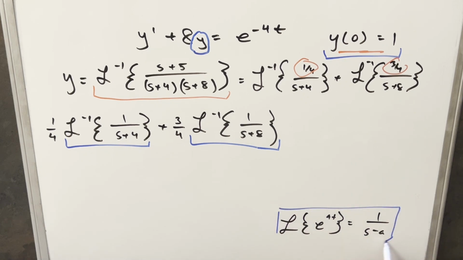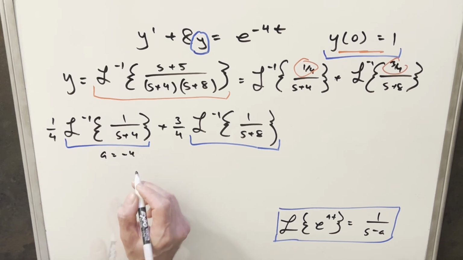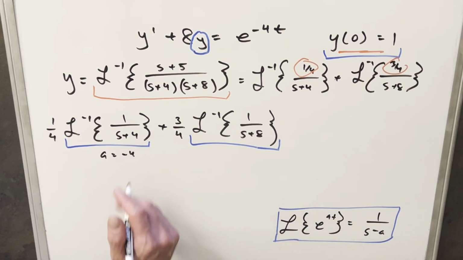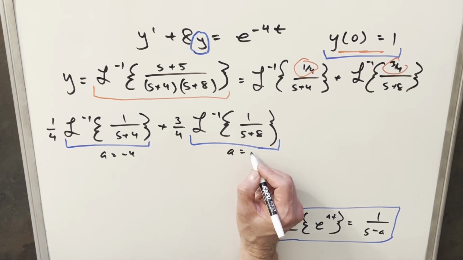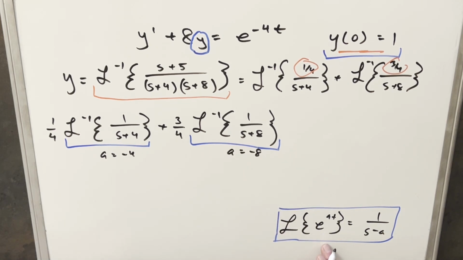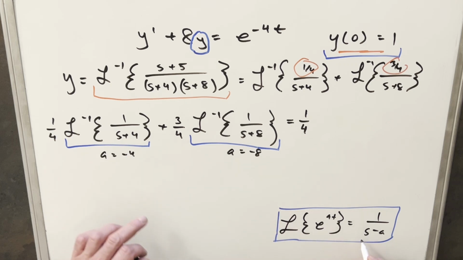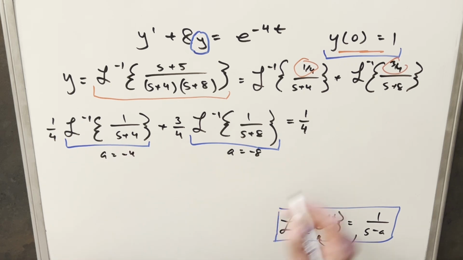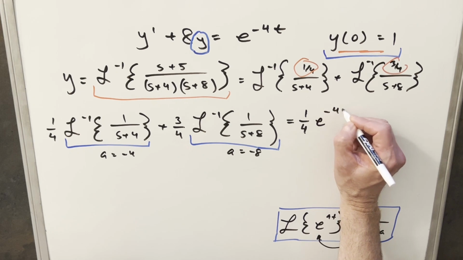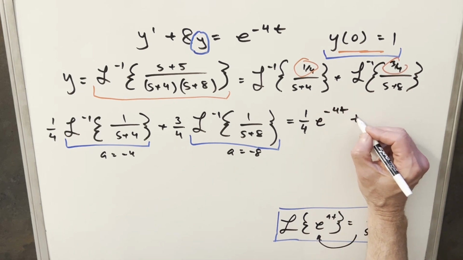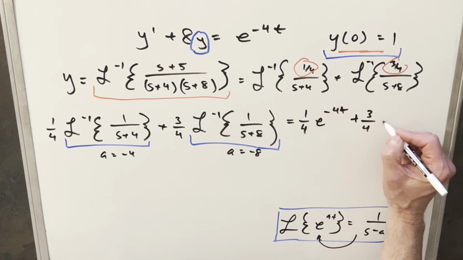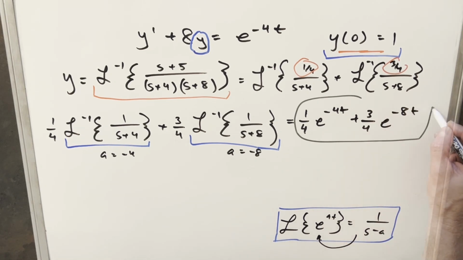We're going to just use this formula down here to the right that we actually used earlier. And so in this first case, our a value is going to be minus 4 here, because if you plug a minus 4 in there, you get the s plus 4, and this one's going to be, our a value is going to be equal to minus 8. So using this and putting it all together, what we end up with is we'll have our 1/4. For the inverse, we're going backwards and using this a value, so this is going to become e to the minus 4t. Then for the second term, we end up with 3/4 e to the minus 8t, and that's it.